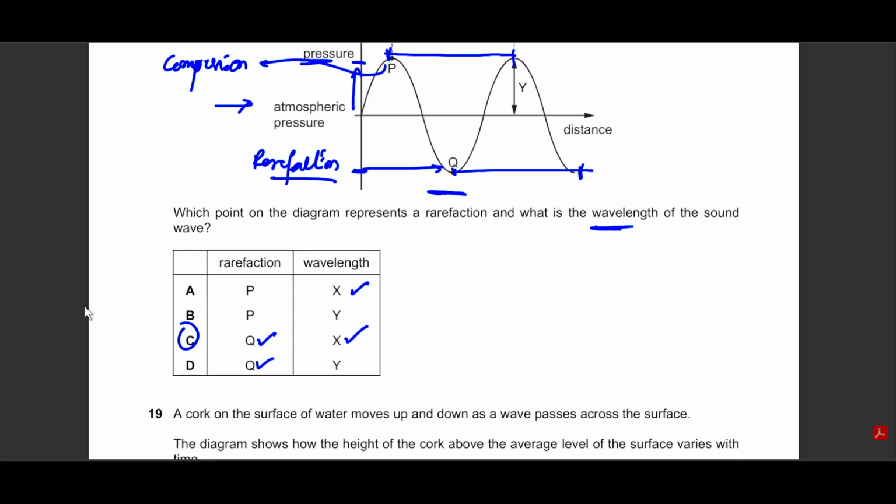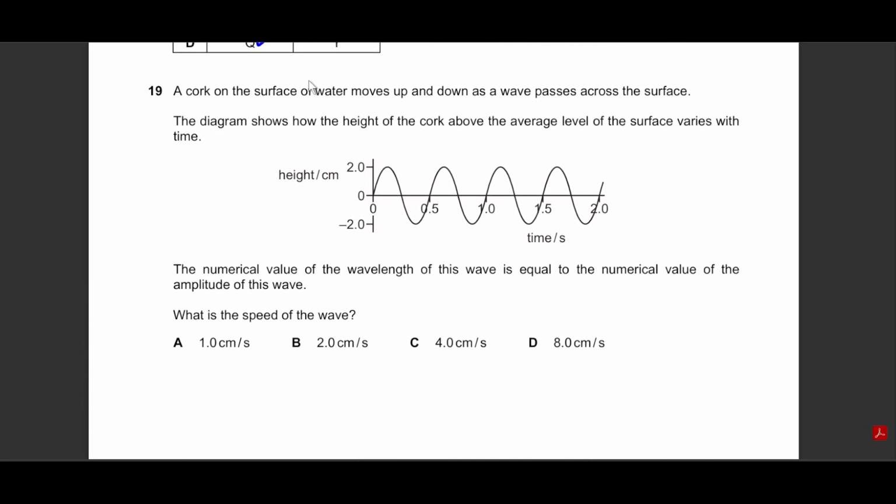This is option C. Question 19. He says a cork, on the surface, water moves up and down and waves pass across the surface. The diagram shows how the height of the cork above the average level surface varies. Okay, fine, we understand the question. And now we want to find the speed of the wave. Since it's the wave speed, we're going to use the formula v equals f lambda.